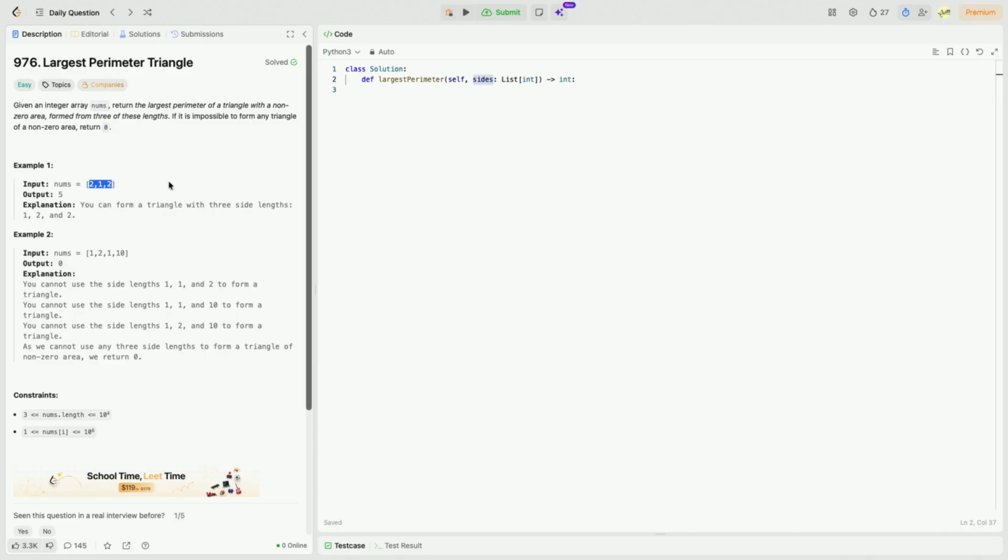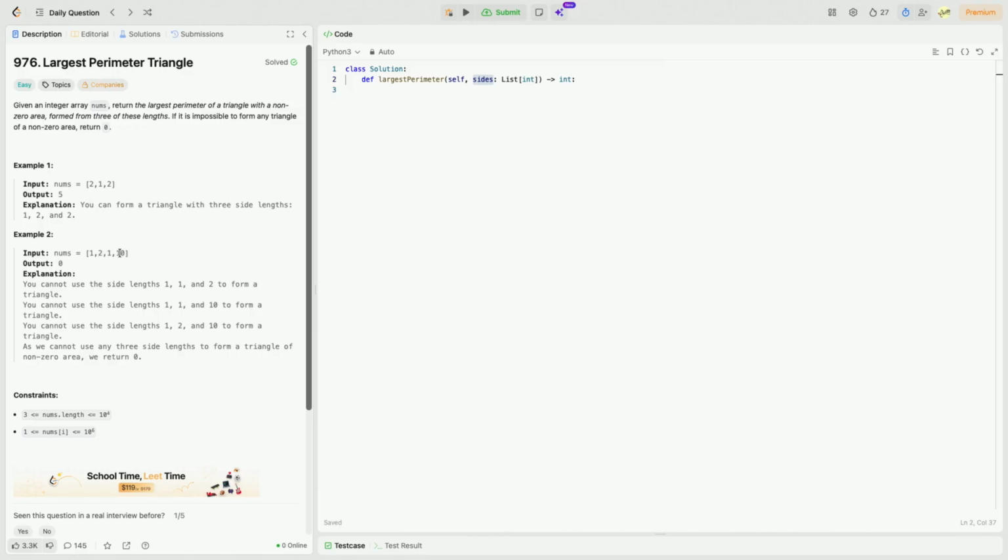So here we have a triangle. The perimeter is just the sum of the length of the sides, which is 5. And since there's only 1, that is also the largest one. So we return that. Next, we have an array where, I guess, if we just pick the 3 largest numbers, we should be good, right?